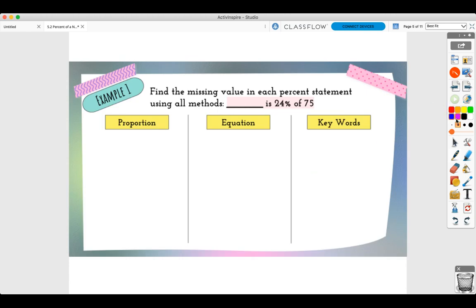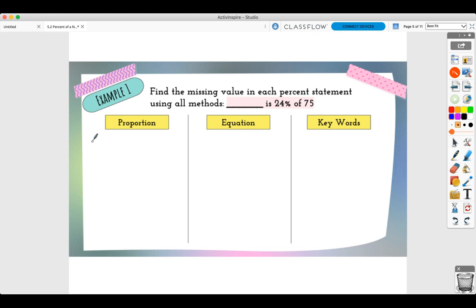So now let's use all three of these methods to do some problems. I'm going to show you all three of them, and then you're going to decide which one you prefer the most. So examples 1, 2, and 3 are going to be taught all three ways. Find the missing value in each percent statement using all methods. So this is saying blank is 24% of 75.